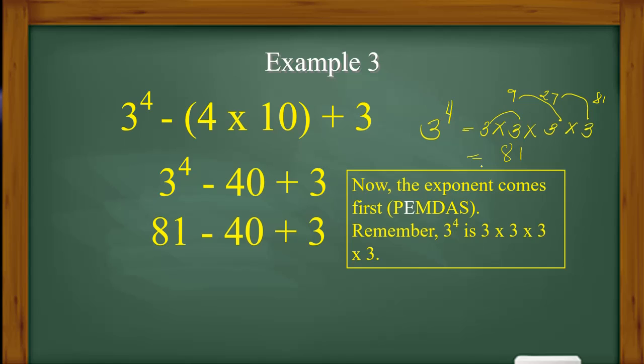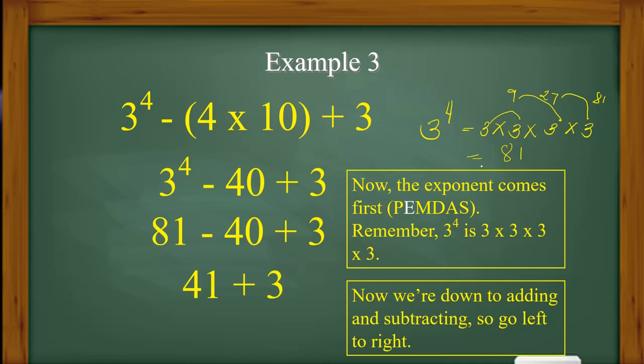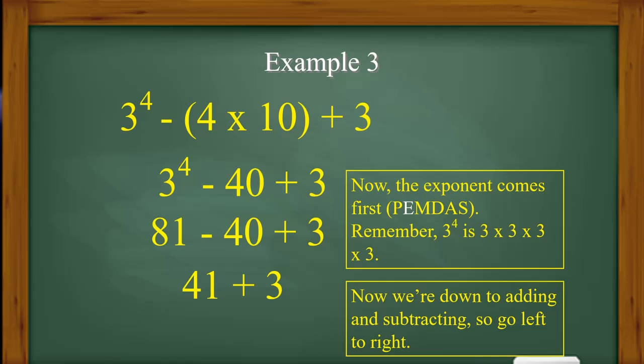81 minus 40, we will have 41. Then bring down plus 3. We can now add 41 and 3. 41 plus 3 is equals to 44. So our answer will be 44.